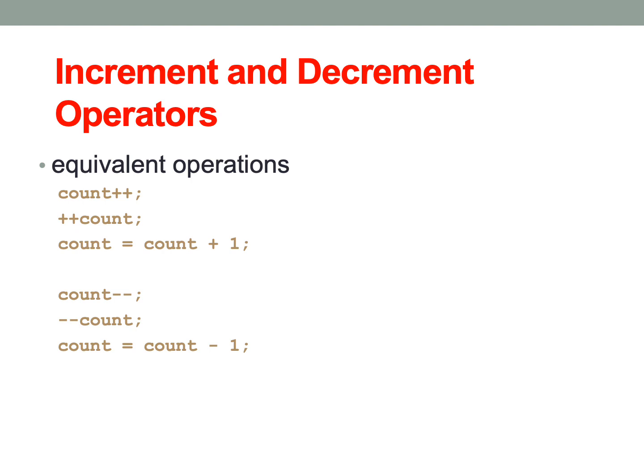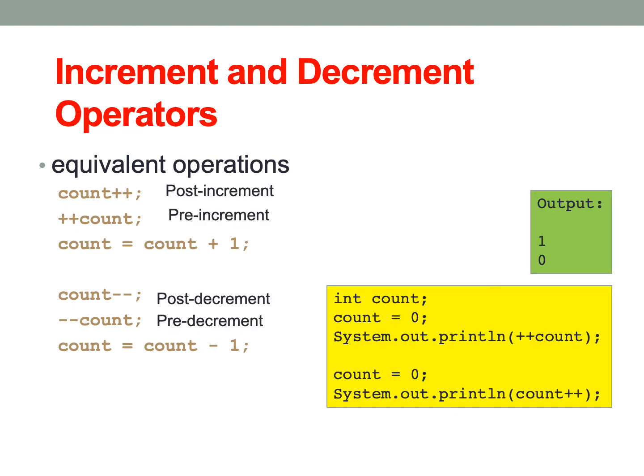For example, what does count plus plus mean? And what is plus plus count? Similarly, on count minus minus and minus minus count, what do those represent? Count plus plus or count minus minus is post-increment and post-decrement. Plus plus count or minus minus count is pre-increment or pre-decrement.